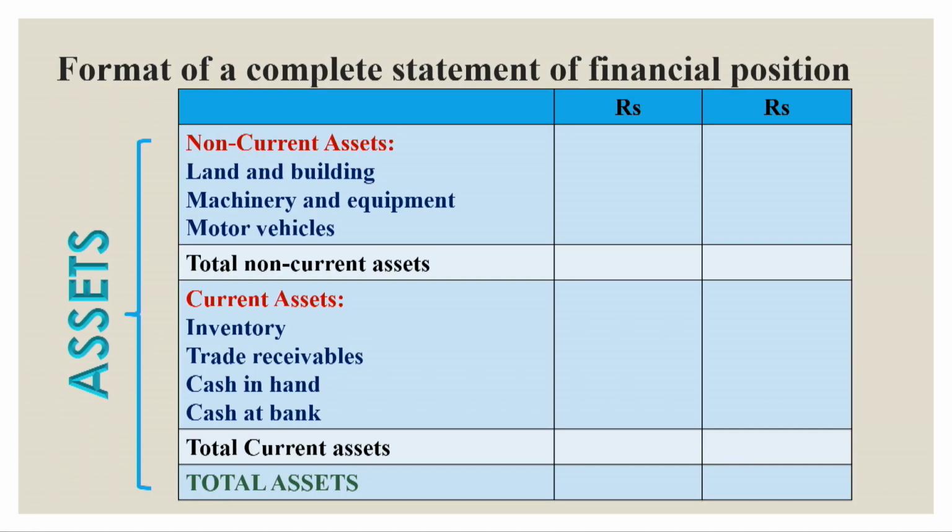As stated in the first video, the first part of the statement of financial position consists of assets. We first need to record all the non-current assets like land and building, machinery and equipment, and motor vehicles. Then we have to calculate the total non-current assets. After that, we need to record all current assets like, for example, inventory, trade receivables, cash in hand and cash at bank. Again, we need to calculate the total current assets. Once the total non-current assets and total current assets are known, we can now calculate the total assets by adding both.